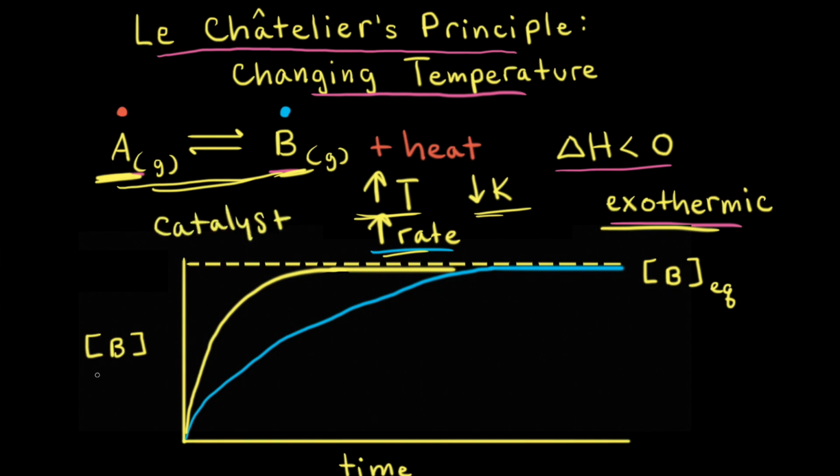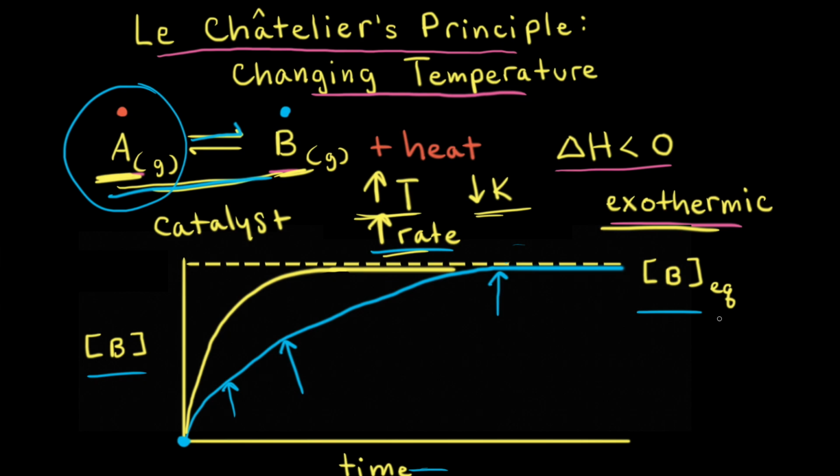Let's look at a graph of concentration of B versus time. And we're going to start with this blue curve here, which represents the hypothetical reaction without a catalyst, so the uncatalyzed reaction. When time is equal to 0, the concentration of B is 0 because we start with only A. And as A turns into B, the concentration of B increases over time, and eventually the concentration of B becomes constant. And when the concentration of B becomes constant, the reaction reaches equilibrium. So this dotted line here represents the concentration of B at equilibrium.